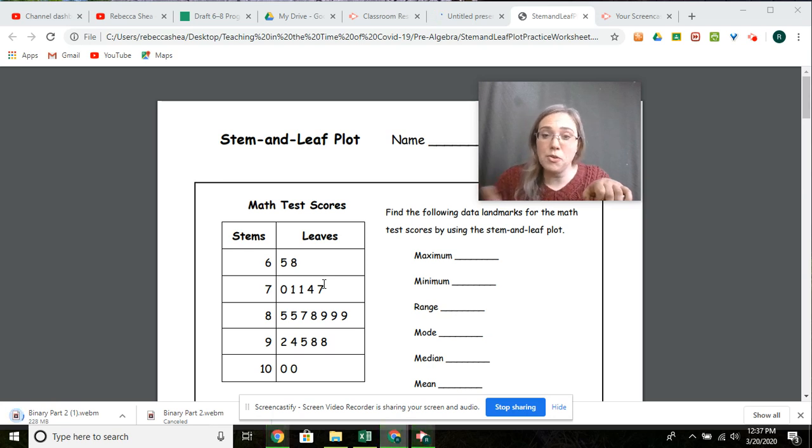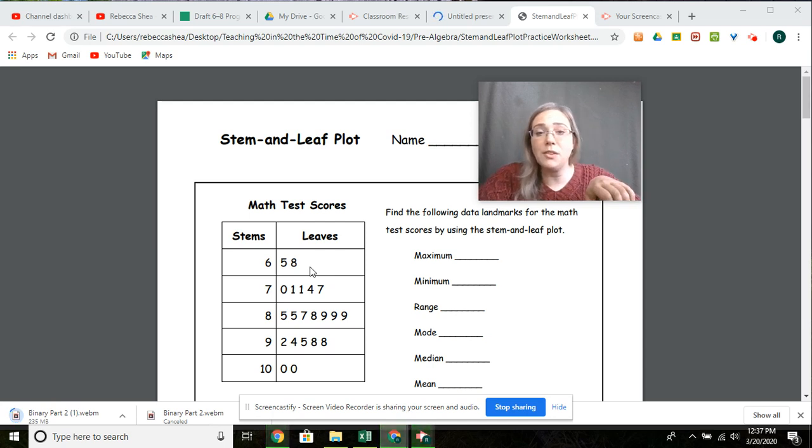Now, this goes back to our measures of central tendency. Mode is the number that occurs most frequently. Which number occurs most frequently here? Well, as I look down, for the 6, we have a 5 and an 8. There's only one each, so definitely not there. For the 7, I have 2 ones. That's my first contender. You would keep going through that and find which one occurs the most frequently.